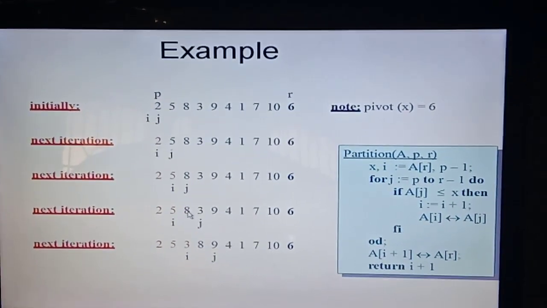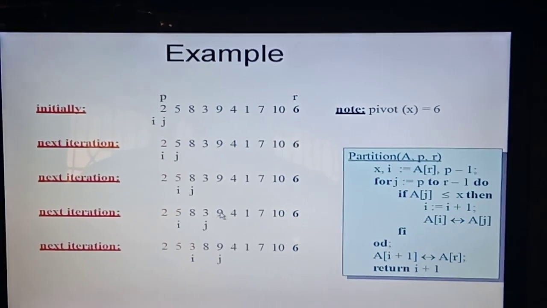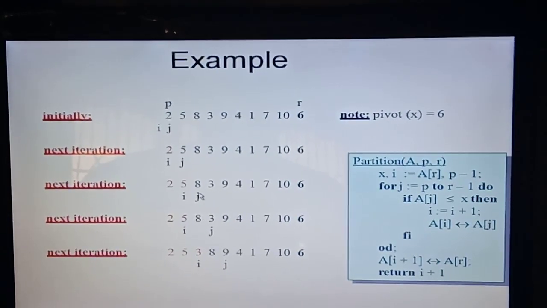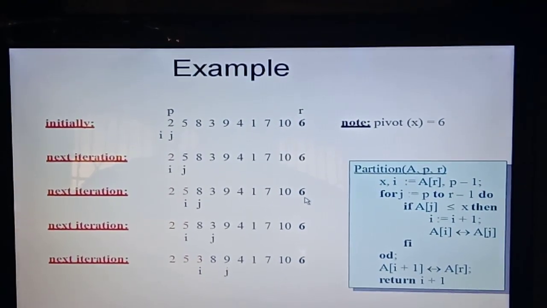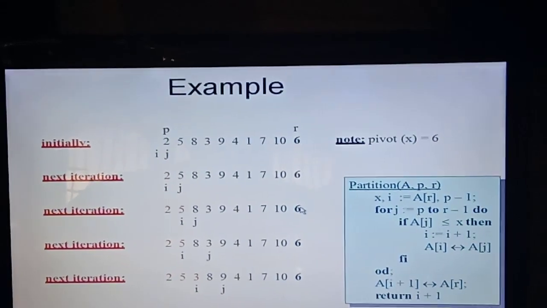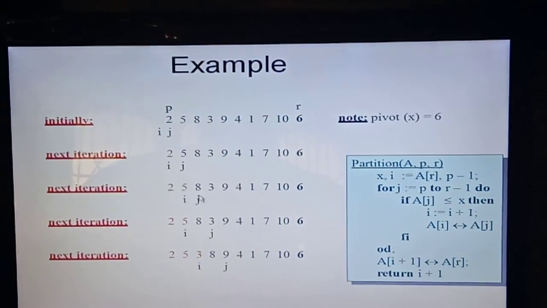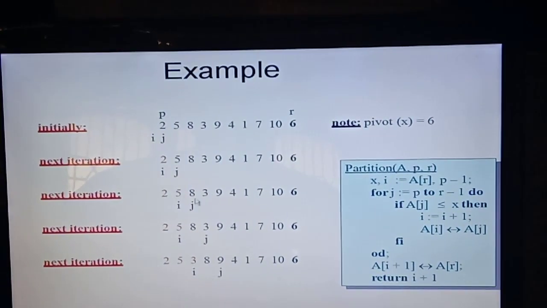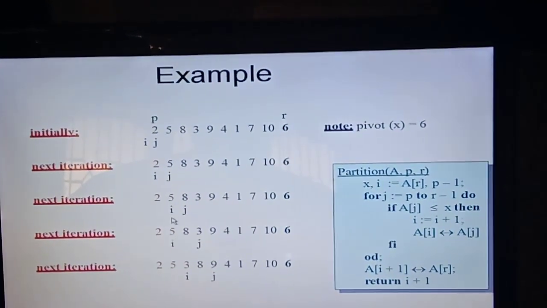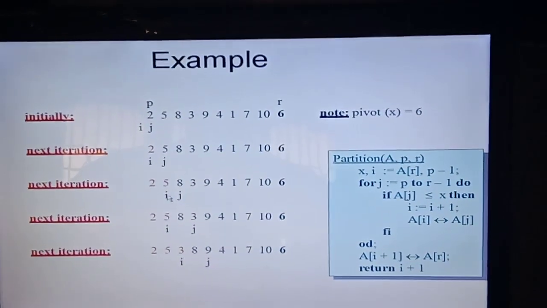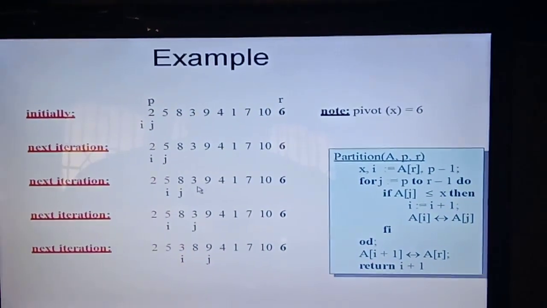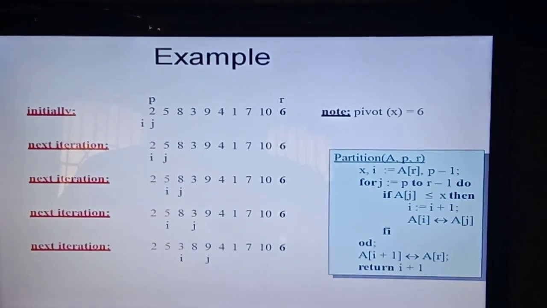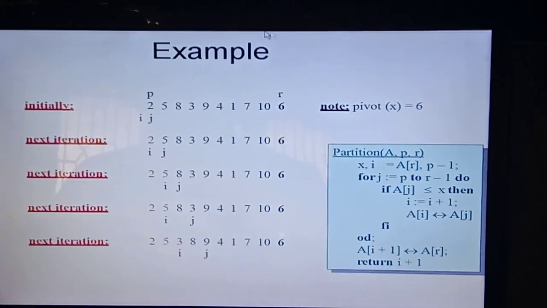In the next iteration, j is moved to 3. When j is moved to 3, you are comparing 8 with 6, and 8 is greater than 6. So you do not swap here. i is the same, because the condition is false. I is not incremented if the condition is false. So what is the j element position? After incrementing j, you have to swap that element with i.